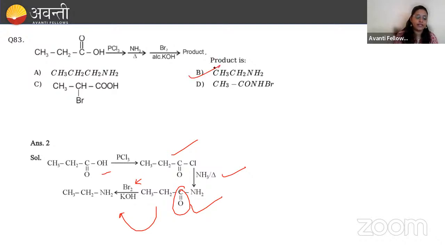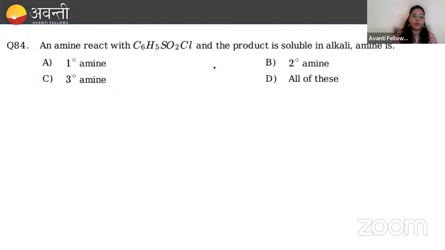Okay, any doubt in this? Okay, next problem. An amine reacts with this molecule and the product is soluble in alkali. So which type of amine can react with C6H5SO2Cl and give a product that is soluble in alkali? So here primary amine is our answer.